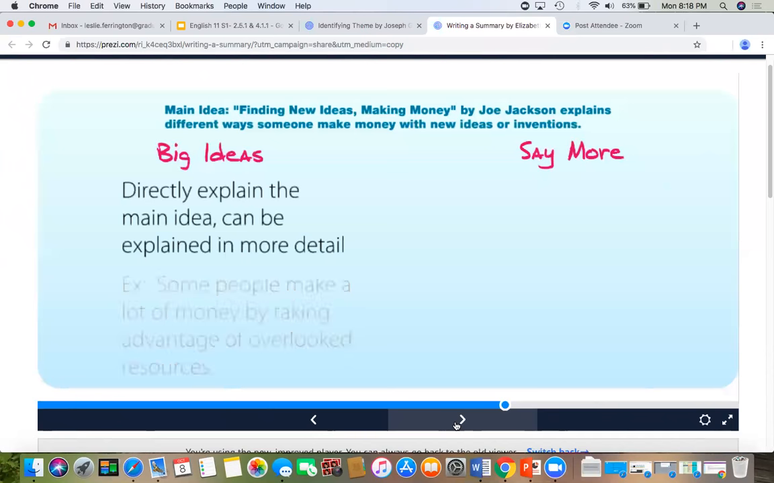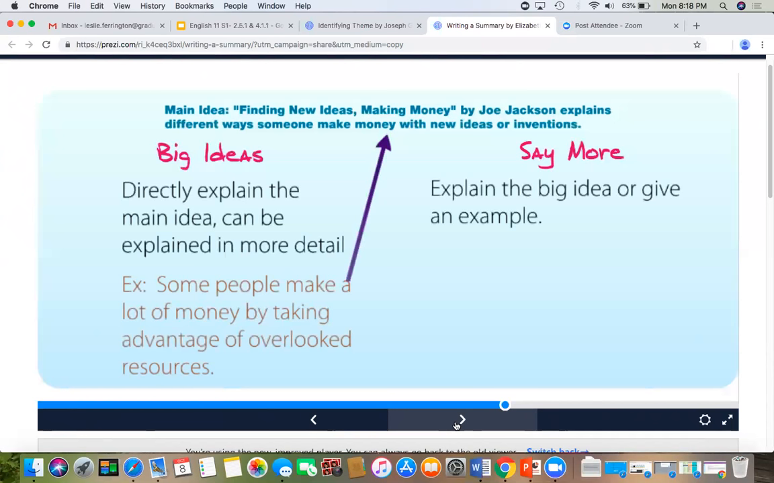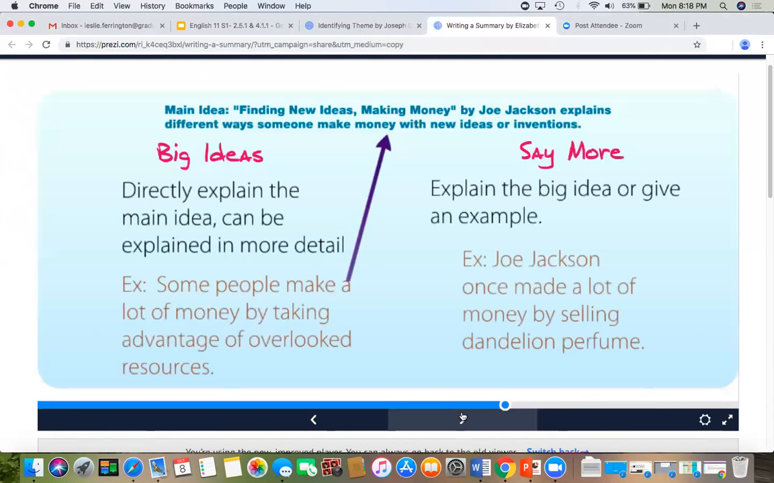It can be explained in more detail. So some people make a lot of money by taking advantage of overlooked resources. And then your say more portion, right, is explain the big idea or give an example. So Joe Jackson once made a lot of money by selling dandelion perfume. So this is supporting this big idea, and this is supporting your example.